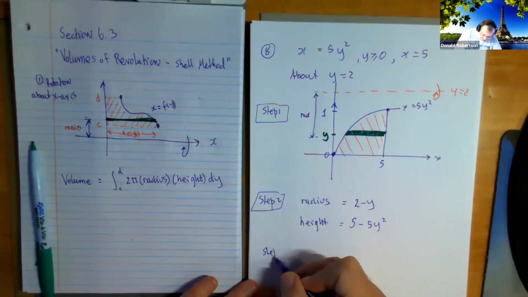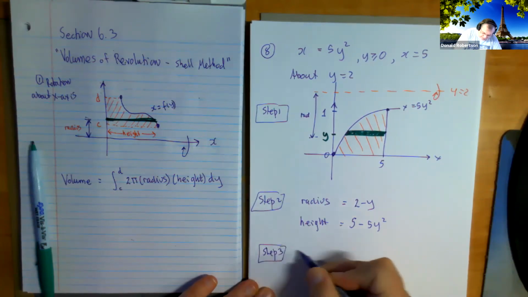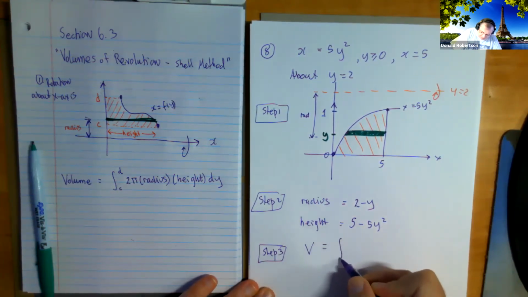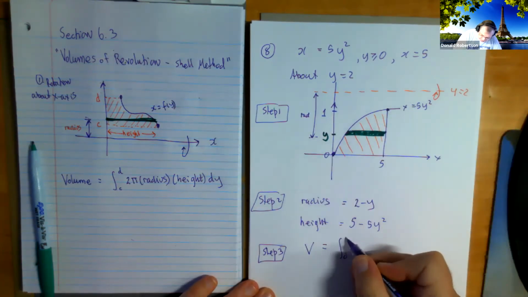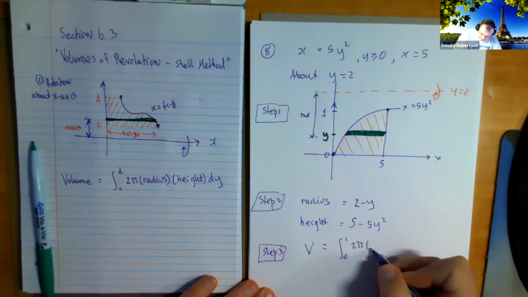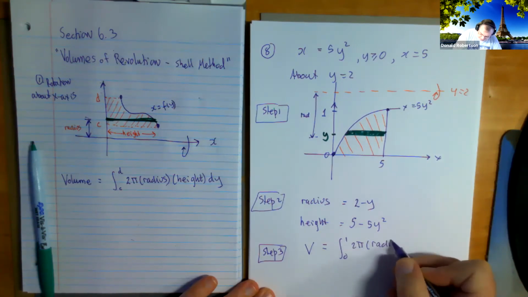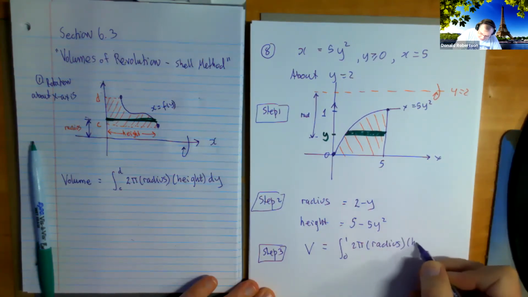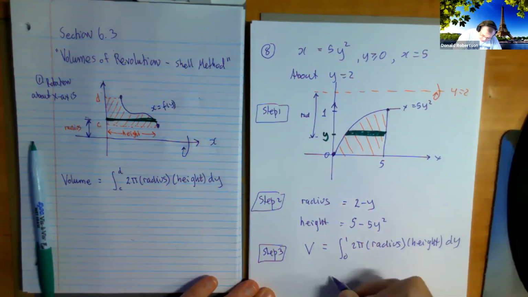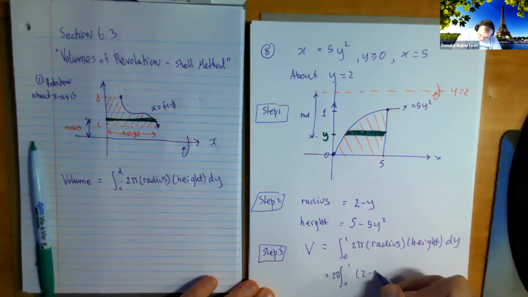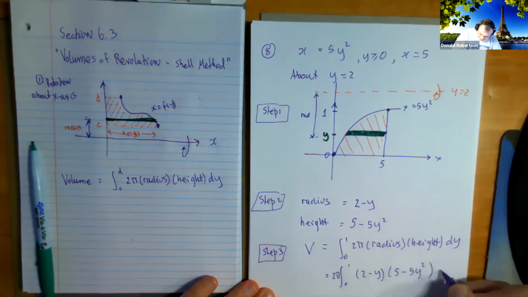Step 3. The volume is the integral from y equals 0 to 1, 2 pi, the radius times the height, dy. Pull out the 2 pi. The radius is this guy, and the height is that guy.